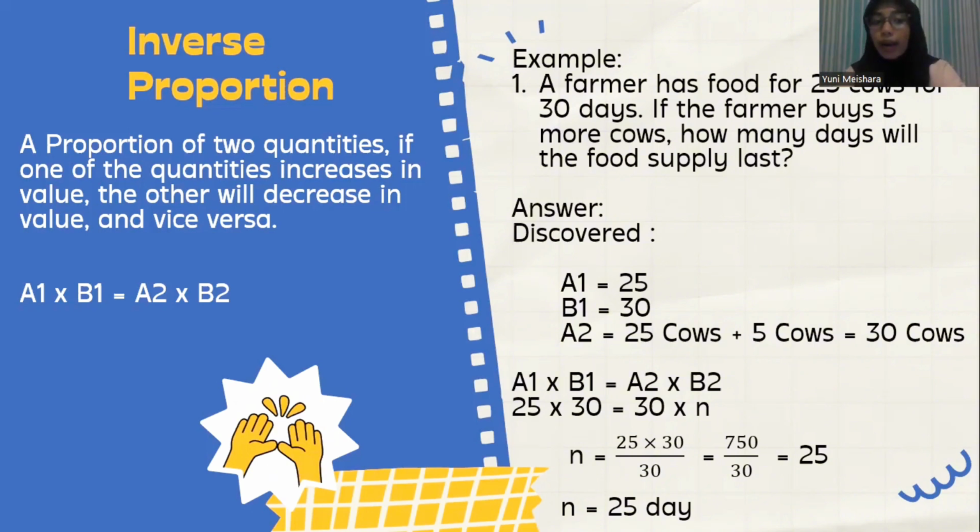A1 times B1 equals A2 times B2, where A1 is 25, so 25 times 30 equals 30 times B2. B2 equals 25 times 30 divided by 30, equals 750 divided by 30, which is 25. So B2 is 25 days.